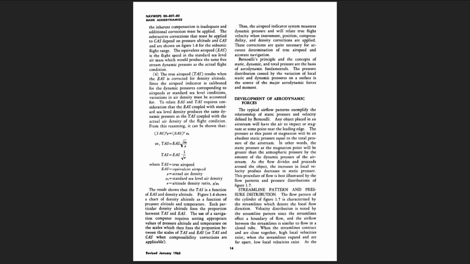Thus, the airspeed indicator system measures dynamic pressure and will relate true flight velocity when instrument, position, compressibility, and density corrections are applied. These corrections are quite necessary for accurate determination of true airspeed and accurate navigation.